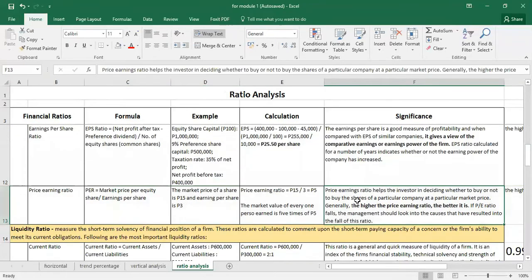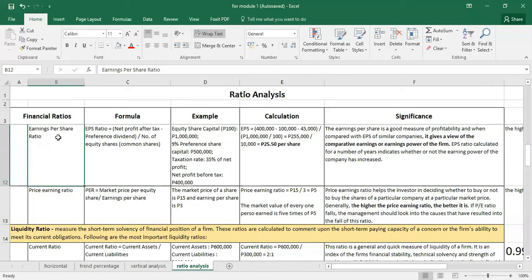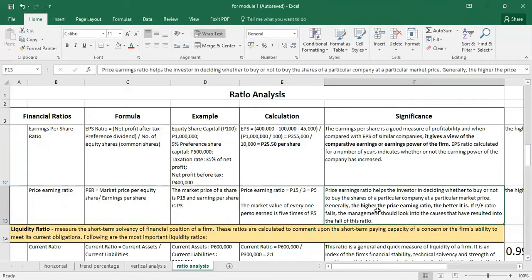Then, meron tayong tinatawag na price-earning ratio. Ang price-earning ratio is computed by dividing market price per equity share divided by earnings per share. So, gamit na natin ang earnings per share natin. Makikita nyo naman yan sa mga FS, naka-indicate naman yan. Wala akong FS na naka-prepare ngayon, pero given this formula, given this example and this calculation, kapag nakita nyo na ito, magagets nyo din kung paano siya kinocompute. So, anyways, what is the significance of this ratio?